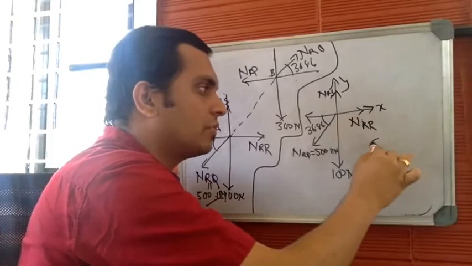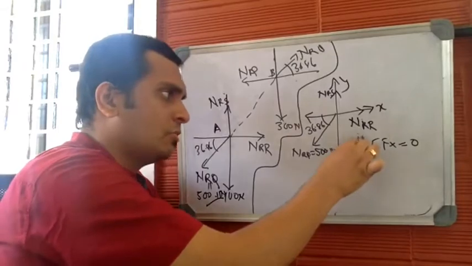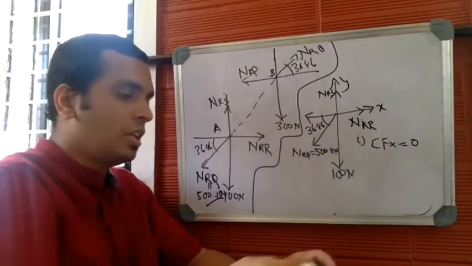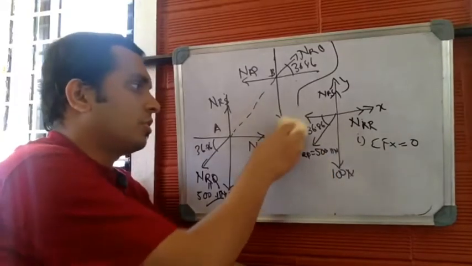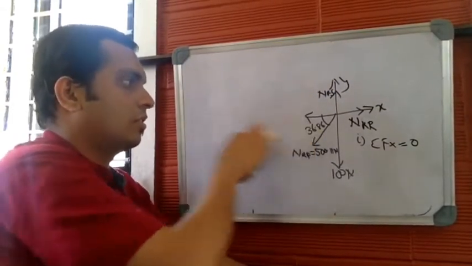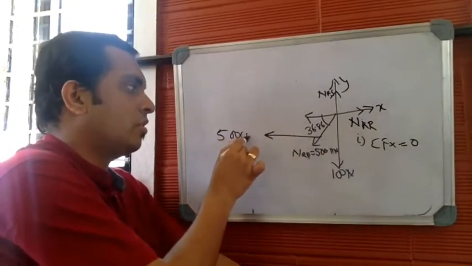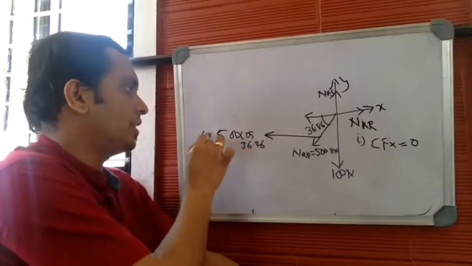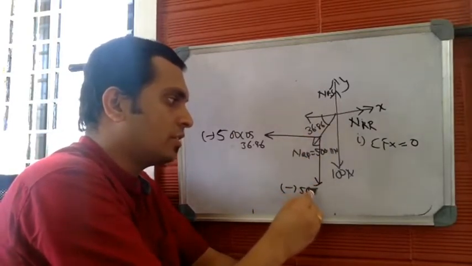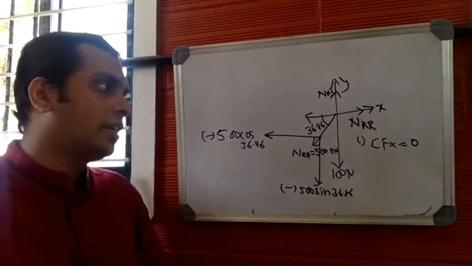Let us apply two conditions of equilibrium: summation of Fx equal to 0 and summation of Fy equal to 0. This is the first condition, summation of Fx equal to 0. In order to apply the conditions of equilibrium, you have to resolve the force into its horizontal and vertical components. So the horizontal component of this force will be 500 cos 36.86, which is negative as it moves horizontally to the left-hand side, and the vertical component will be minus 500 sine 36.86.